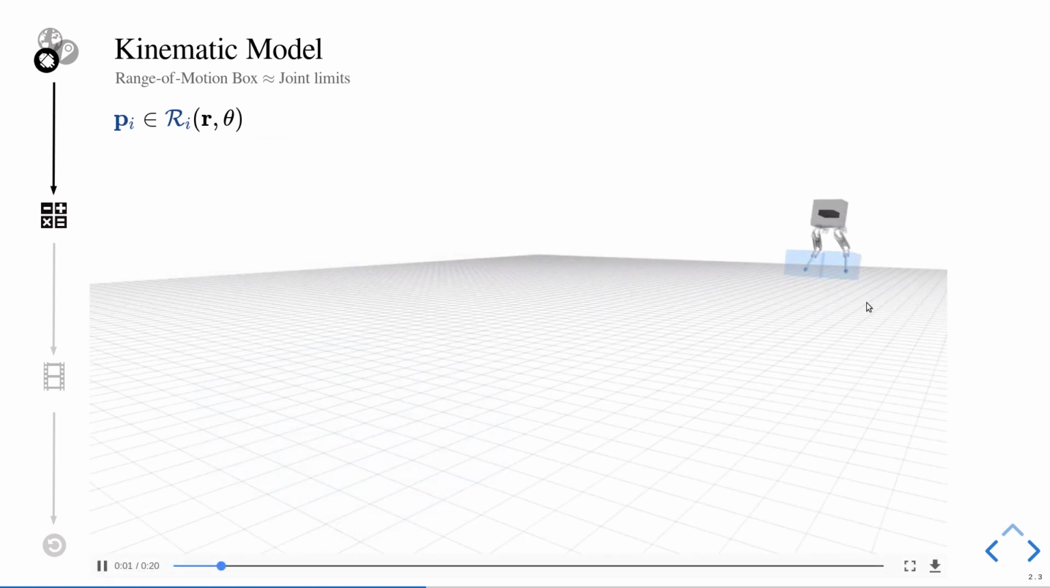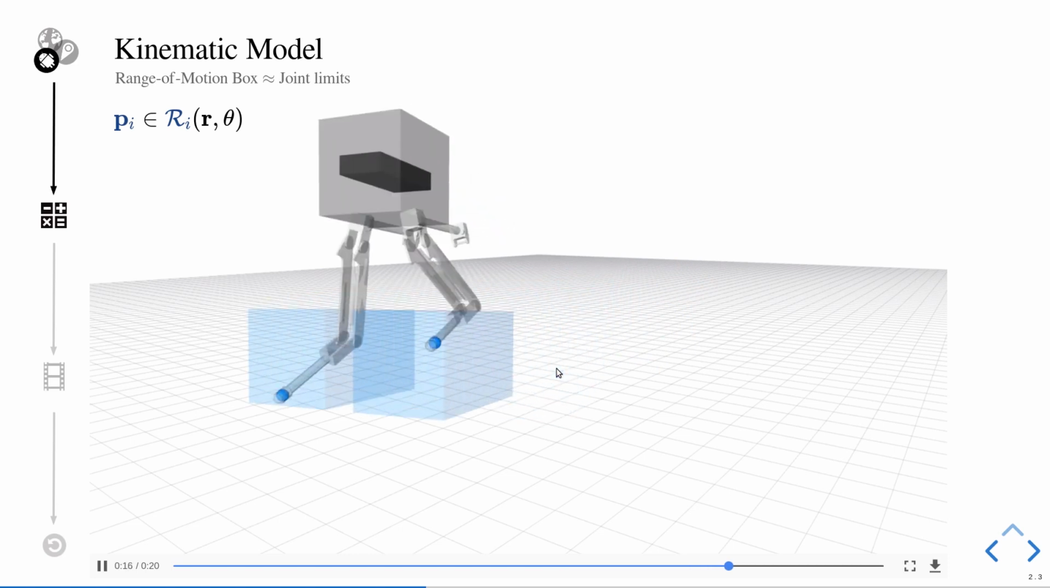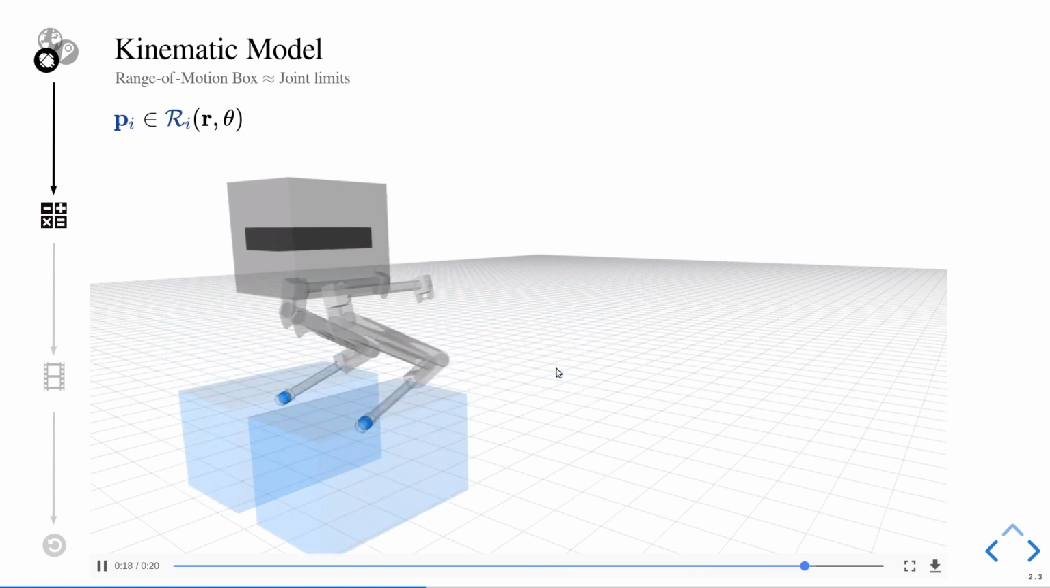Here you can see how this motion plan looks while the base is moving. While the optimization is moving the base up and down, these blue boxes move up and down relative to the base as well. The algorithm has to make sure that the footholds, the blue dots, stay inside these blue boxes at all points in time in order to not violate the joint limits.